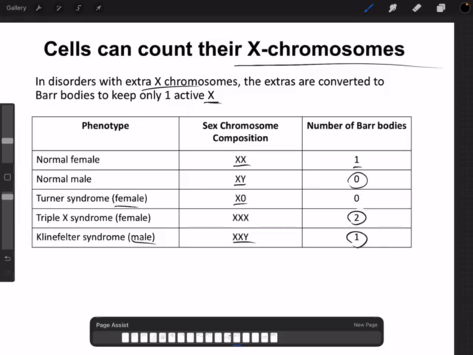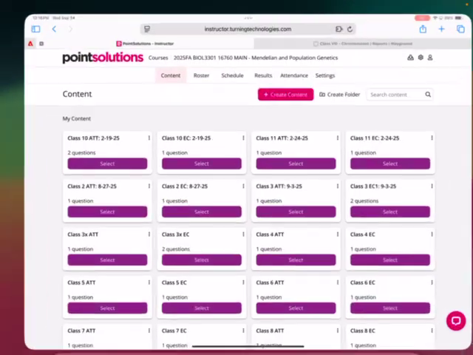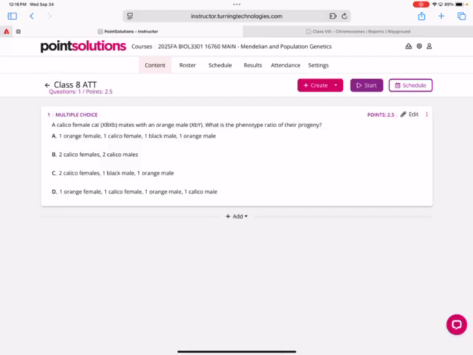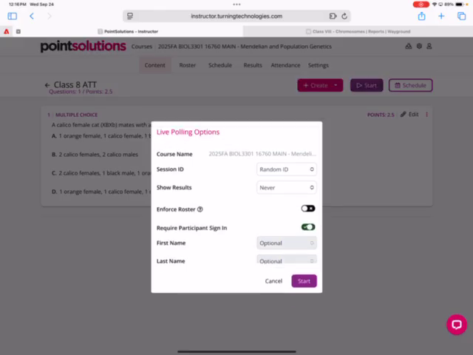Because of this X inactivation, and because calico is basically a heterozygous condition, let's do an example with calico cats and inheritance probabilities for an attendance question.